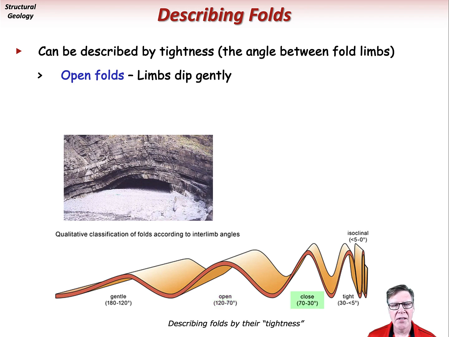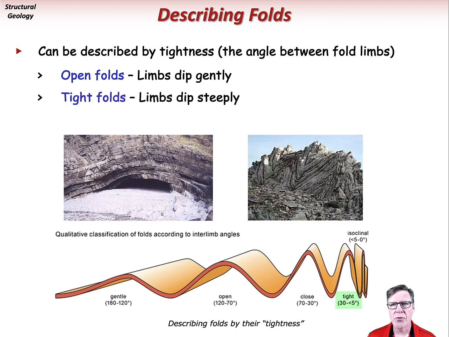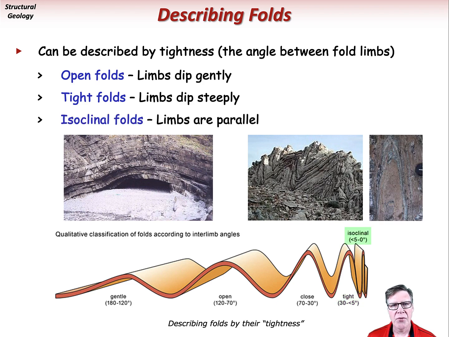Closed folds have 70 to 30 degrees between the fold limbs, which dip even more steeply away from the axial plane. Tight folds have 30 to less than 5 degrees difference between fold limbs, which dip, again, even more steeply away from the axial plane. And finally, isoclinal folds have less than 5 degrees difference between the fold limbs, which are essentially parallel to each other.